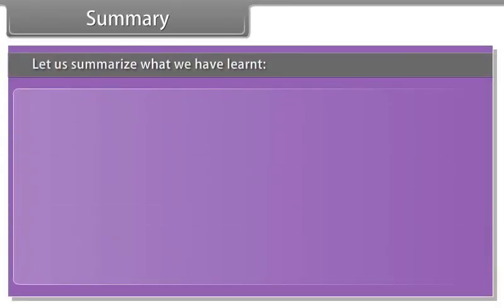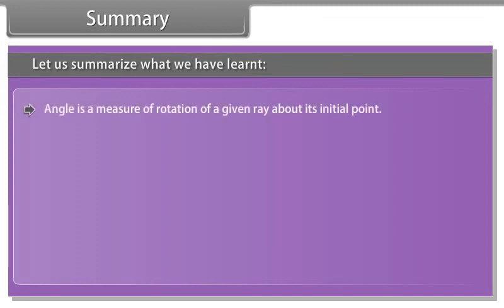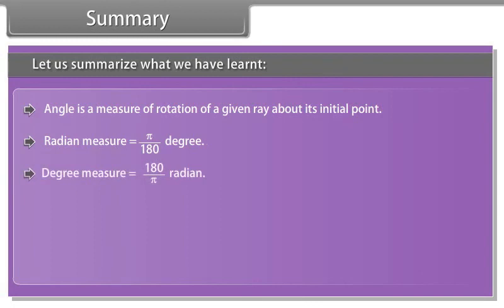Summary. Let us summarize what we have learned. Angle is a measure of rotation of a given ray about its initial point. Radian measure is equal to pi by 180 times degree measure. Degree measure is equal to 180 by pi times radian measure. Sine square of theta plus cos square of theta is equal to 1. Sec square of theta is equal to 1 plus tan square of theta. Cosec square of theta is equal to 1 plus cot square of theta.